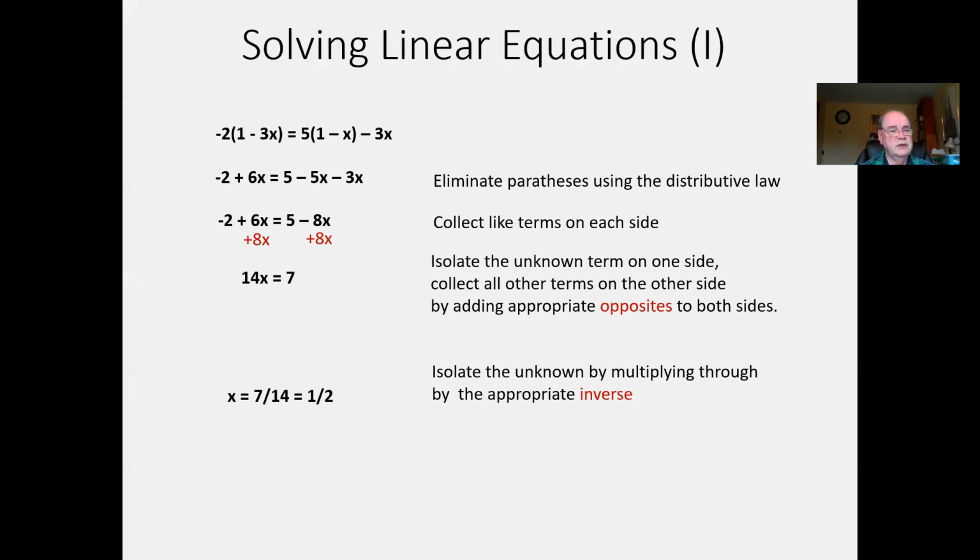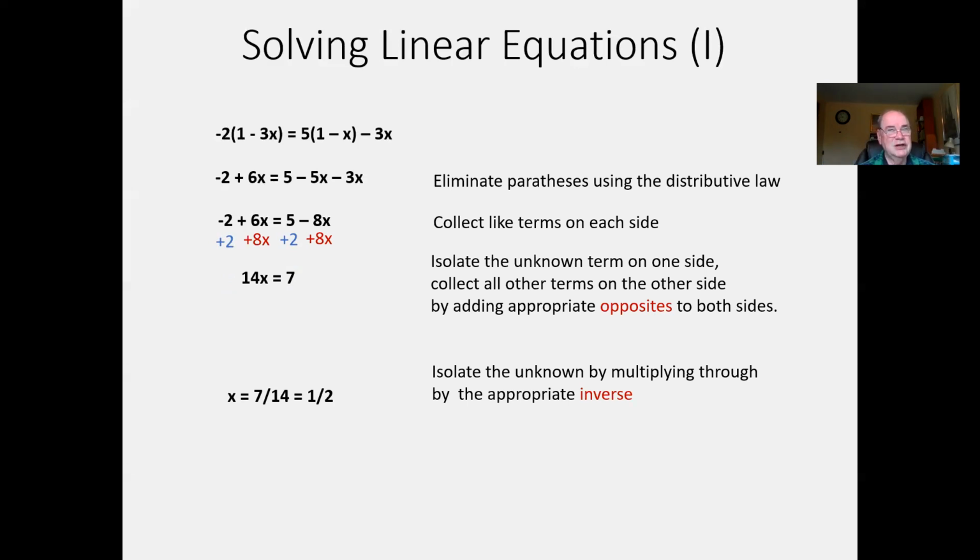For exactly the same reason, I added 2 to both sides, because I want to get rid of the number term on the left side. Doing it to both sides, whatever happens on one side will happen on the other side by properly adding 2. This leaves me with 14x is equal to 7, and now finally is to eliminate the 14.